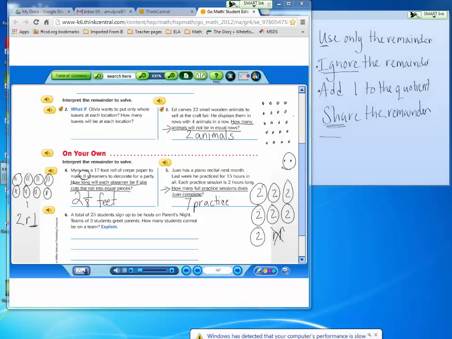Or, like this one, we didn't have an example, but if I was putting students on a bus and I had filled 3 buses, but I still had a couple kids left over, I'd have to get a 4th bus, so I'm adding 1 to my quotient. And we did the share the remainder, and that's where we came up with the fraction, because we had to split what was left evenly with everyone, so they would only get a fraction of what was left.